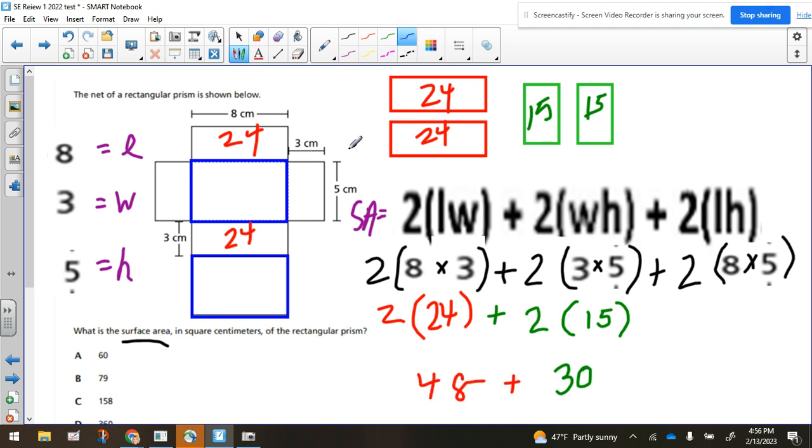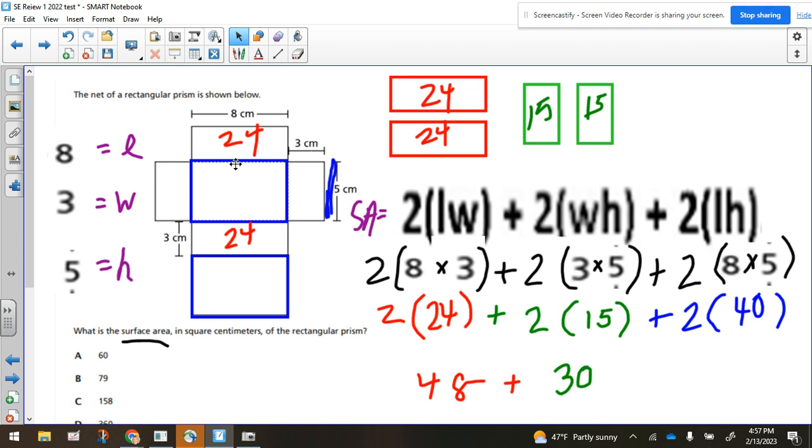All right, on to what I'm calling the blue grouping. So it's 8 going this way, and it's 5 going this way. Now, if they're telling you that this is 5 right here from here to here, then that's how you know that this is 5. So it's an 8 by 5. We have 2 of the 8 by 5s, which we know 8 times 5 is 40.